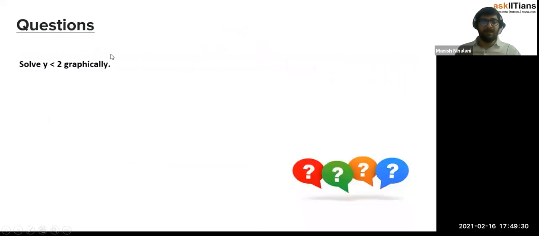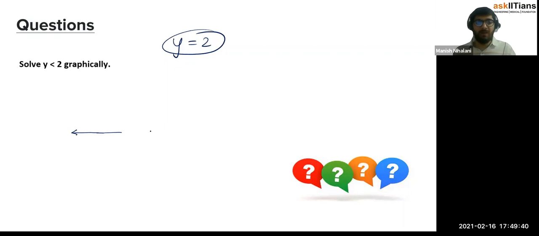Next, it says now solve y less than or equal to 2. First of all, you need to plot y equal to 2 as a line. What we learned in the last class is that whenever we consider y equal to k, or y equal to 2 in this case, it is a line which will always be parallel to the x-axis. Absolutely correct, it will be parallel to the x-axis.